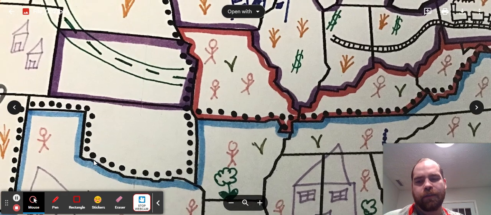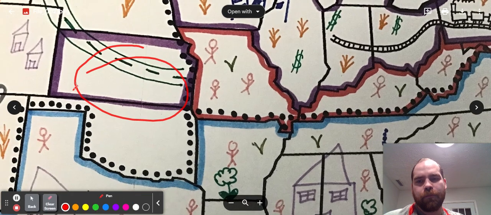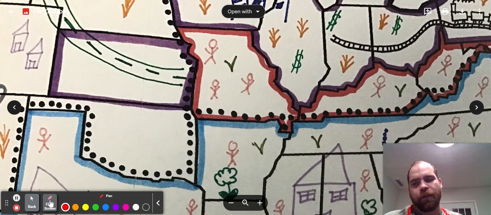Also notice that Kansas is a free state. So whatever color you use for free state, make sure you put Kansas there. I'll talk about Kansas more when I talk about the West.